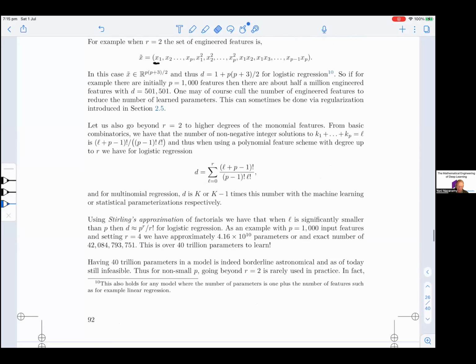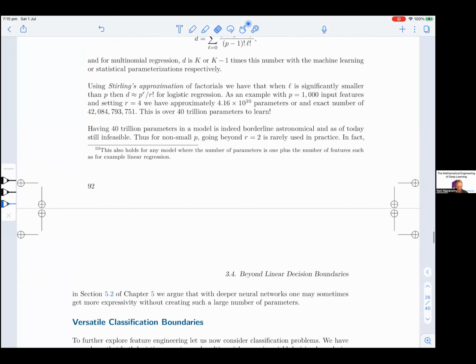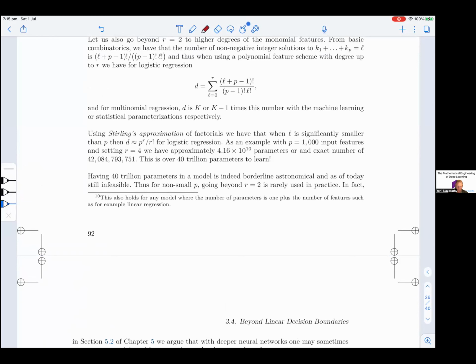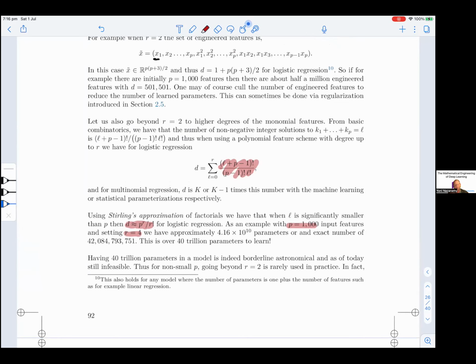Using Stirling's approximation of factorials, we have that when L is significantly smaller than p, we can simplify this expression. Stirling's approximation is an approximation just for factorials, and we can get an approximation for it. We'll get that d is approximately p to the power r divided by r factorial for logistic regression. So, for example, if you have, again, 1,000 input features, and you say r is 4, so that means you can have derived features that take a product of up to 4 different features, we have approximately 40 trillion, or 42 trillion roughly. Okay, parameters, or this is the exact number.